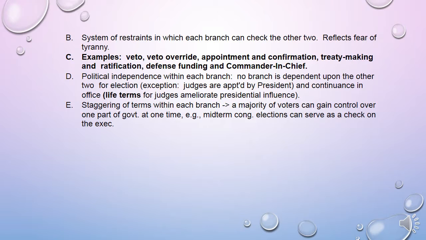Staggering of terms within each branch. A majority of voters can gain control over only one part of government at one time. So what we have this year is midterm elections, which come two years after a president is elected, and these generally swing back in favor of the party that wasn't elected president, because it's a natural response by the people. Okay.